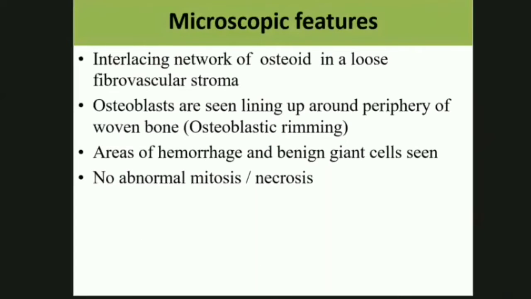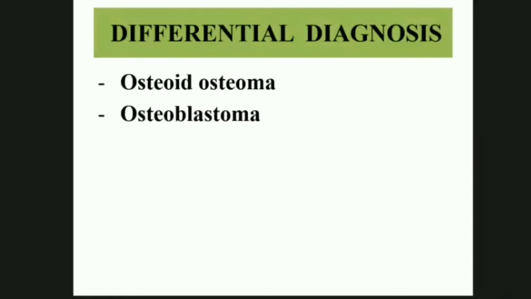To summarize, the microscopic findings are the presence of interlacing trabeculae of woven bone with osteoblastic rimming, and highly vascularized stroma, with the presence of various number of benign appearing giant cells, and there were no areas of necrosis, cytological atypia, or abnormal mitotic figures. The differential diagnosis is osteoid osteoma and osteoblastoma.